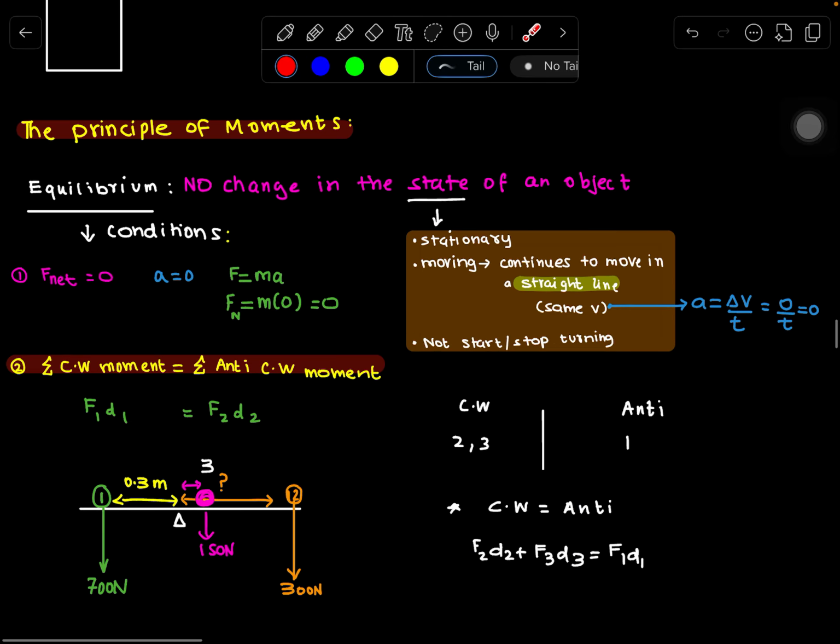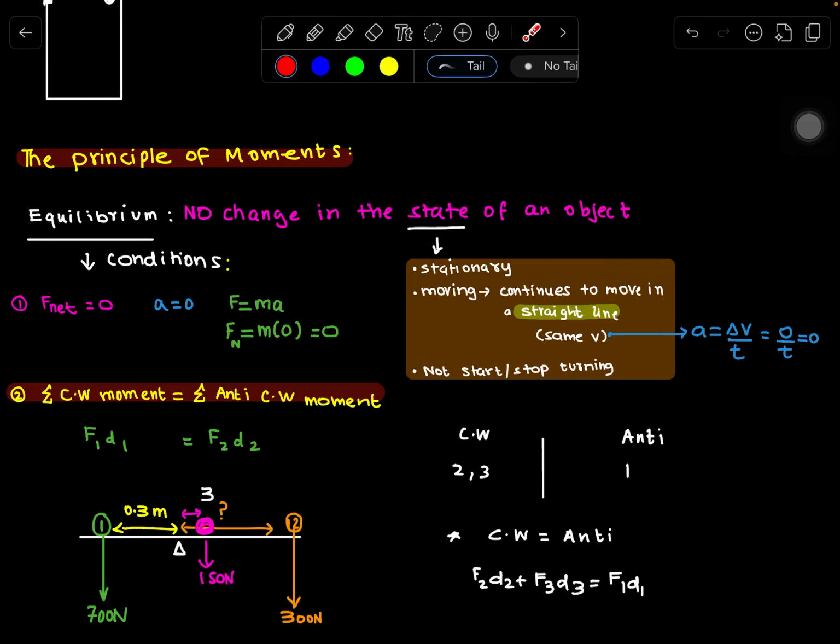Perfect. Next, we have the principle of moments. It says that if clockwise moment is equal to anti-clockwise moment, then the body is in equilibrium. Now, what's equilibrium? Equilibrium means that something stays as it is, like it's not changing. There's no change in the state of an object. It could be stationary.